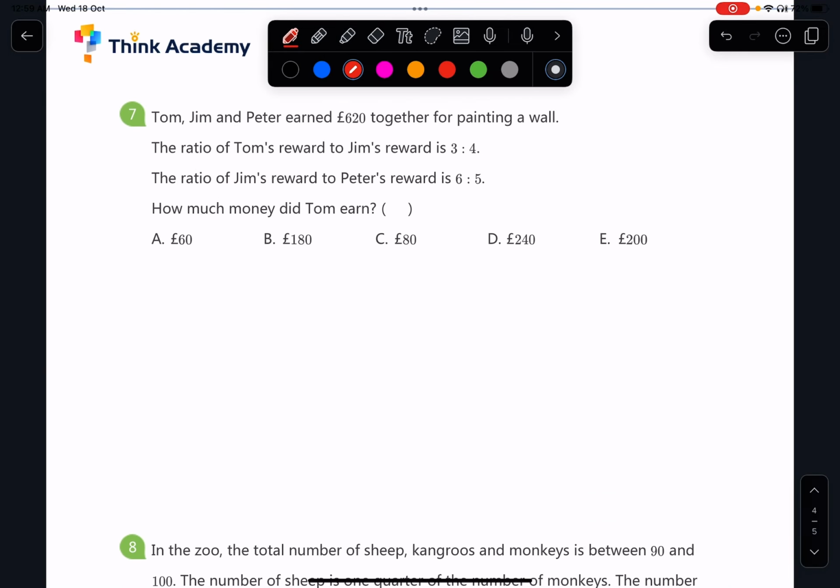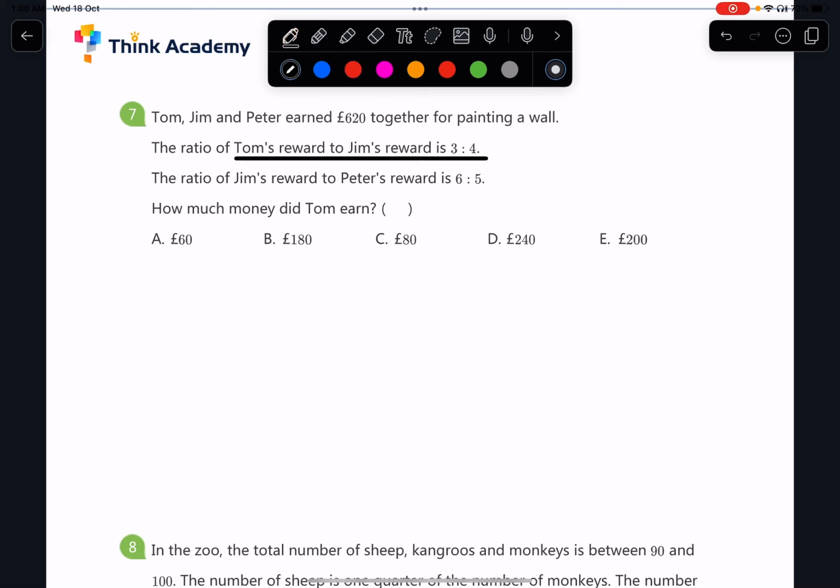Tom, Jim, Peter earned 620 pounds together for painting a wall, a very expensive wall. The ratio of Tom's reward to Jim's reward is 3 to 4. The ratio of Jim's reward to Peter's reward is 6 to 5. How much money did Tom earn? So basically, this is a ratio problem.